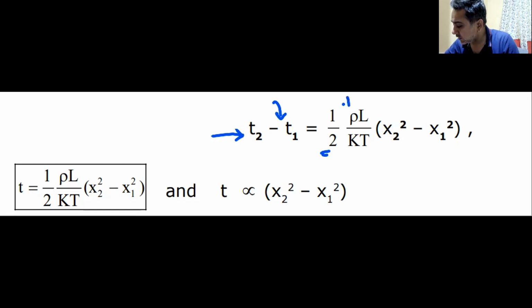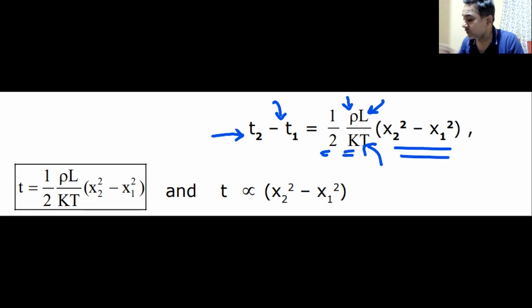Rho is the density of ice. L is the latent heat of ice. K is the thermal conductivity of ice. No one is going to ask you the entire formula. T is the outside temperature. X2 and X1 we already know.